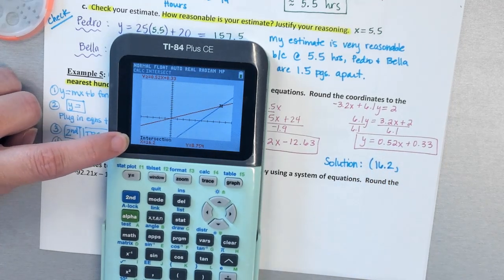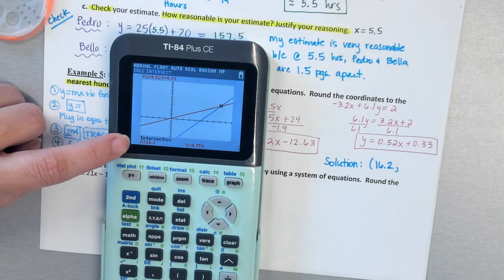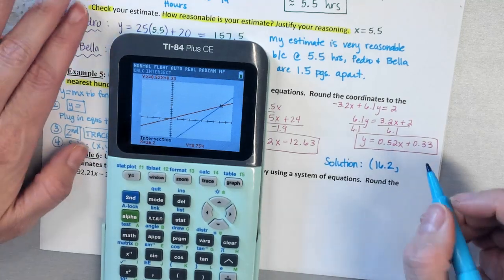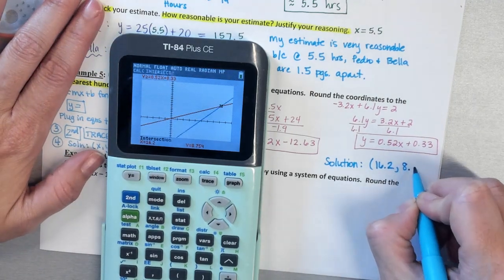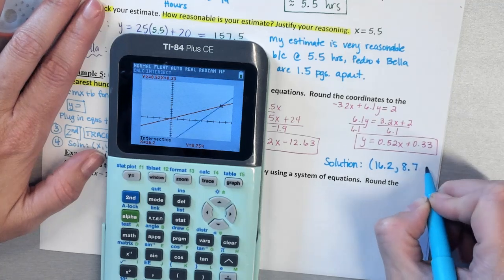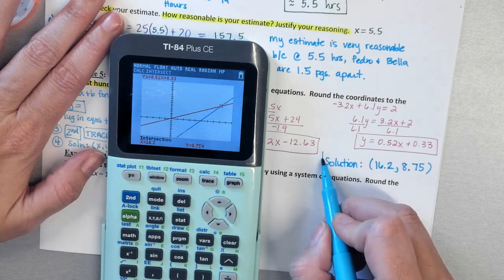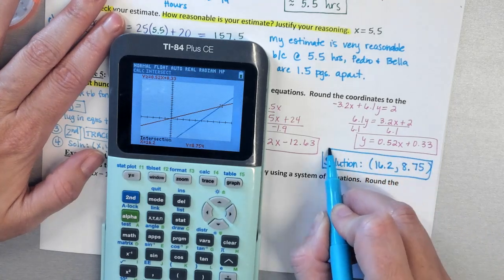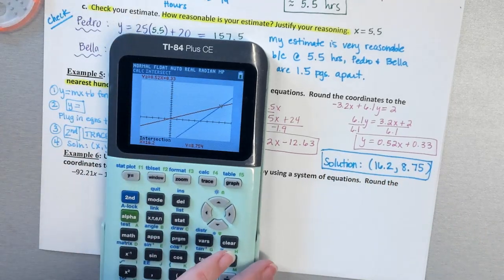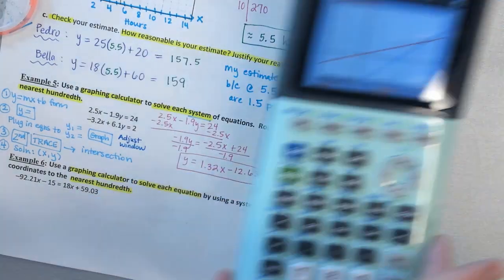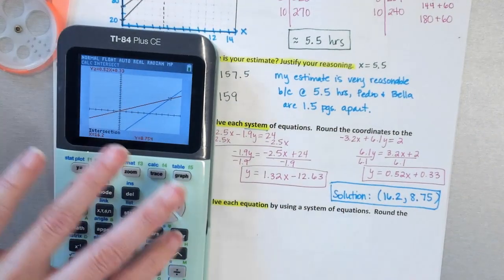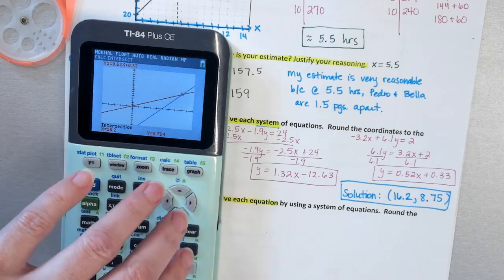So your solution is 16.2, and that's exact, so we can't round it to the nearest hundredth. And then the second one we can, so this would be 8.75. And that's your final answer. Okay, so it has to say intersection in order to get that. Okay?